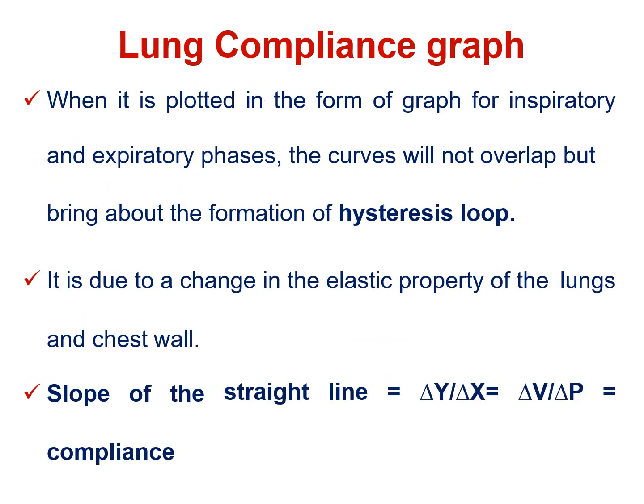Lung compliance graph: when it is plotted for inspiratory and expiratory phases, the curves will not overlap but form a hysteresis loop. It is due to a change in elastic property of lungs and chest wall. The slope of the straight line is equal to delta y by delta x, nothing but delta V by delta P, which is equal to compliance: the change in volume by the change in pressure.